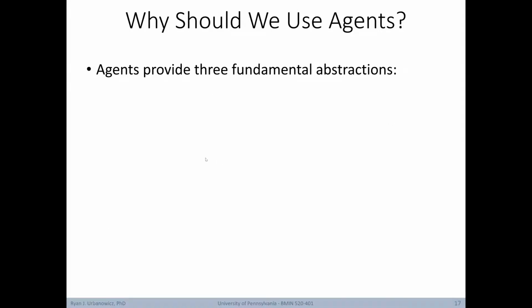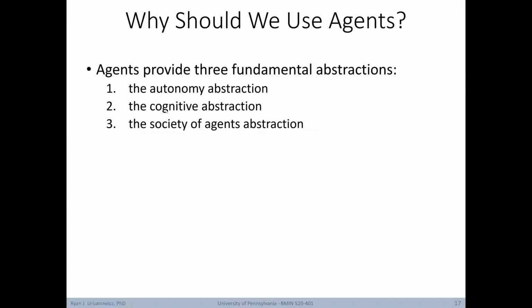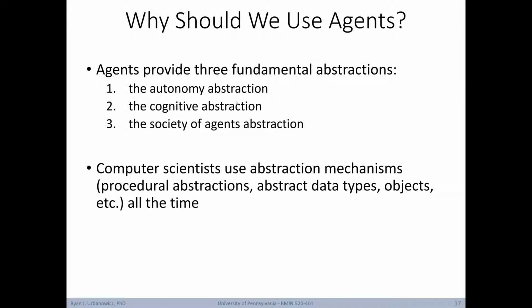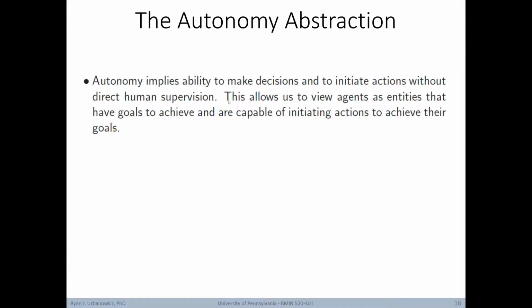Well, agents provide three fundamental abstractions. These include the autonomy abstraction, the cognitive abstraction, and the society of agents abstraction. We'll talk about these more in a second. Computer scientists use abstraction mechanisms all the time, such as procedural abstractions, abstract data types, and the concept of objects in programming.